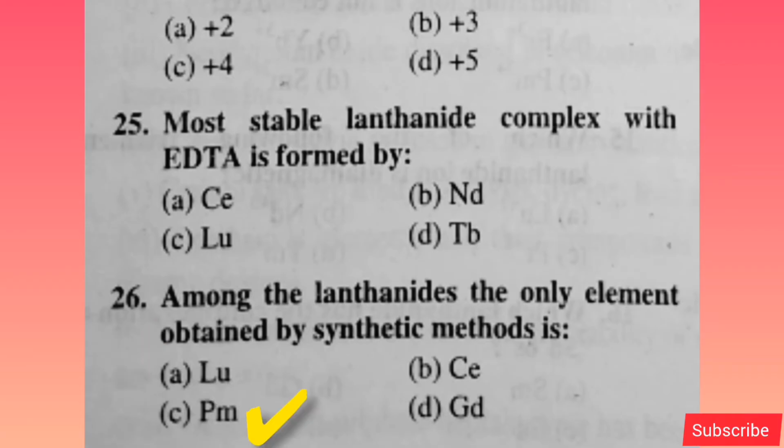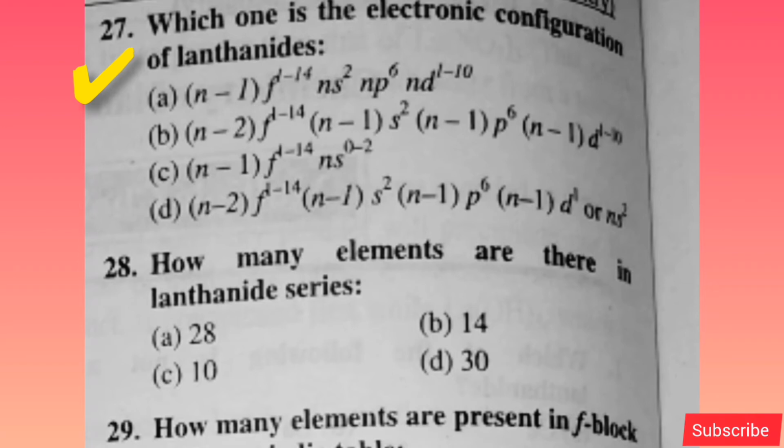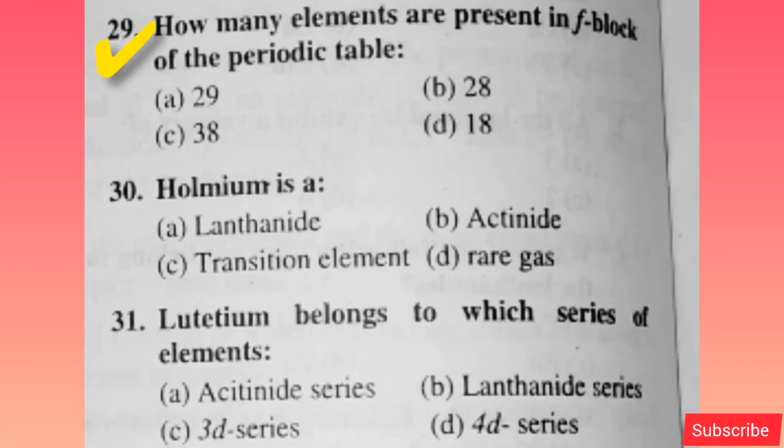Which one is the electronic configuration of lanthanides? Option D is correct. How many elements are there in lanthanide series? Option B is correct. How many elements are present in f block of the periodic table? Option B is correct. Holmium is a lanthanide.